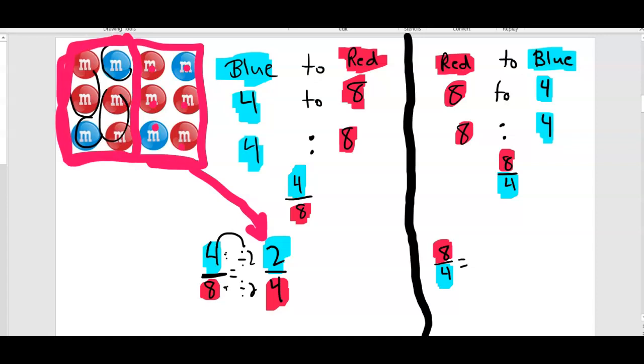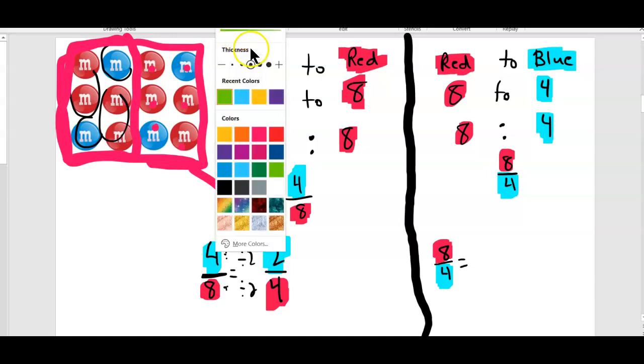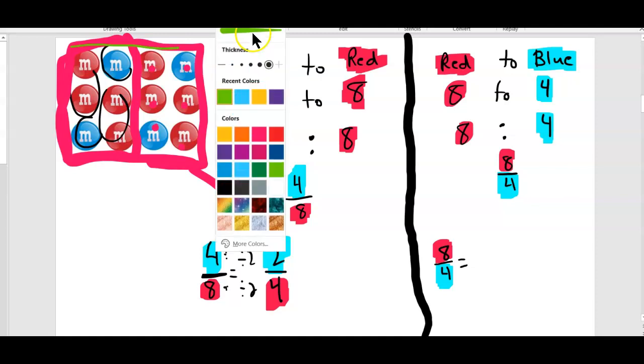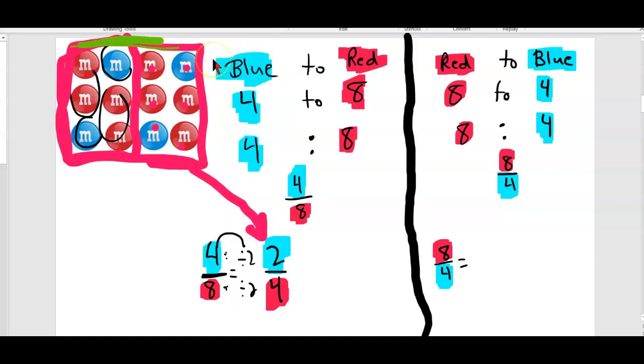Let's make a nice big giant box so we're clear. There we go. Now it's giant thick. Inside this green rectangle, it's almost a square, but 3 by 4, not quite. Inside this green rectangle, for every 2 blues, we have 4 red. 1, 2 blues, 1, 2, 3, 4 red.